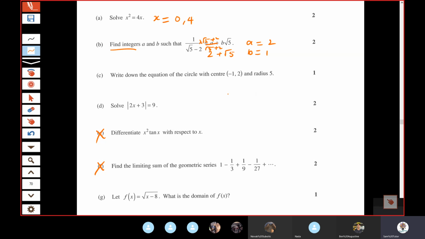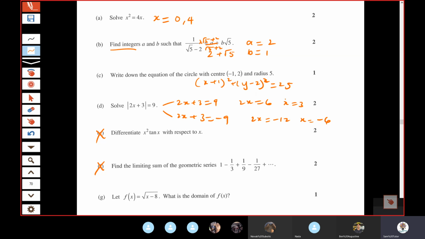C, got it out? X plus 1 squared plus 1 minus 2 squared equals 5. Close. 25. Why are you going to make those mistakes, man? 5 squared. 5 squared. D, you make it equal to 9, and then minus 9. 2x equals 6, x equals 3, 2x equals negative 12, x equals negative 6.